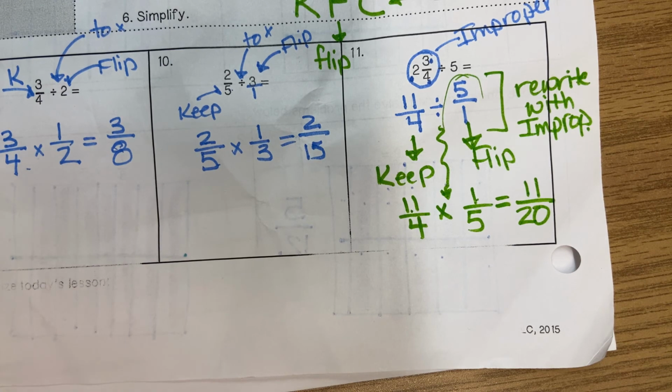In these problems, they were already in lowest terms, but I would go ahead and put them in lowest terms. But that's it for dividing, okay? So remember, keep, flip, change. Do not do that for multiplication. Multiplication is already multiplication. I don't need to change anything, okay? It's only for division that you do the keep, flip, change, okay?